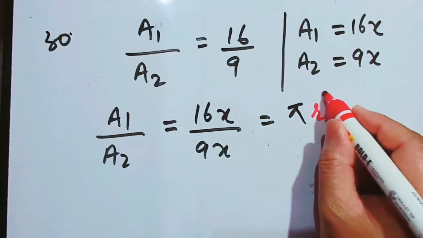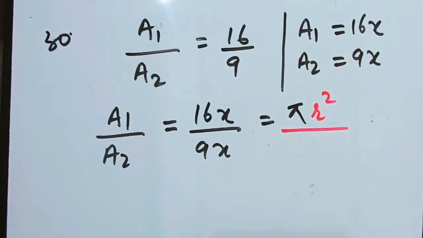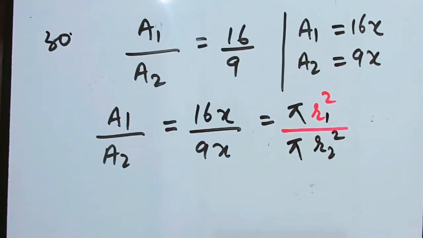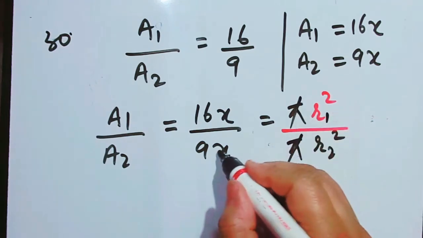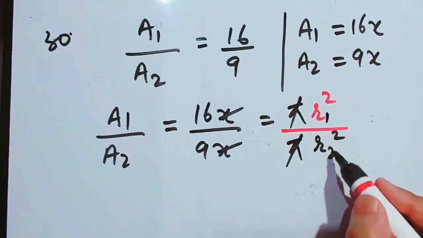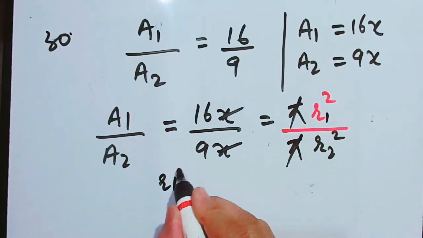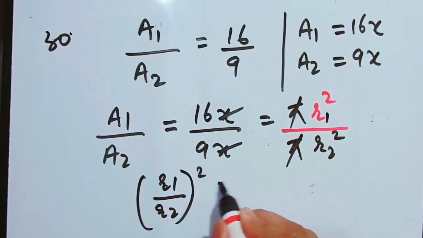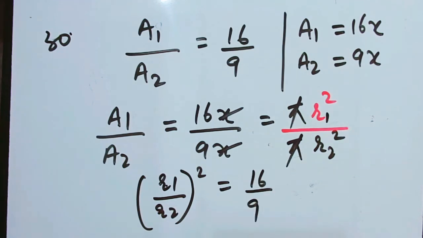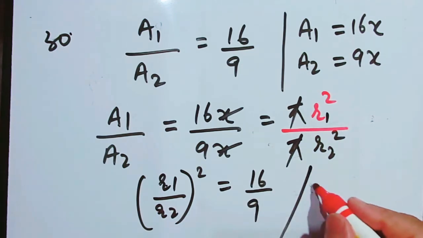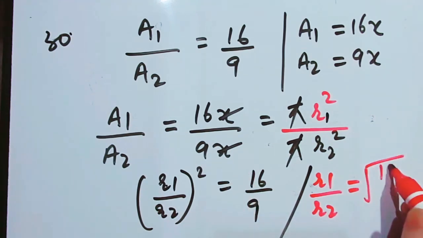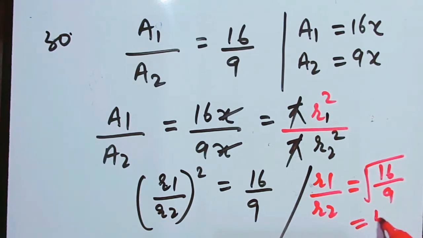Right now I had told you that the area of the circle is equal to pi r square. So pi r1 square and here pi r2 square, isn't it? Now when they cancel, what do we get? We get r1 square by r2 square, or (r1 by r2) whole square, will be equal to 16 by 9. Therefore r1 by r2 will be equal to square root of 16 by 9, which will give you 4 by 3, or you can say 4 is to 3.